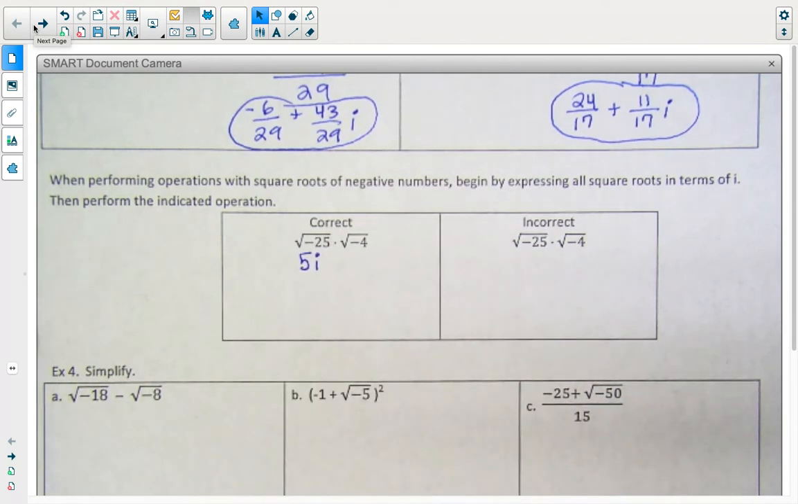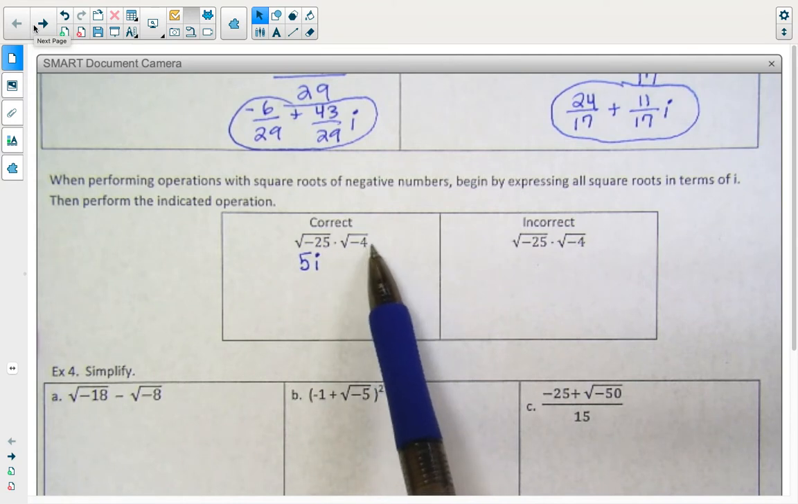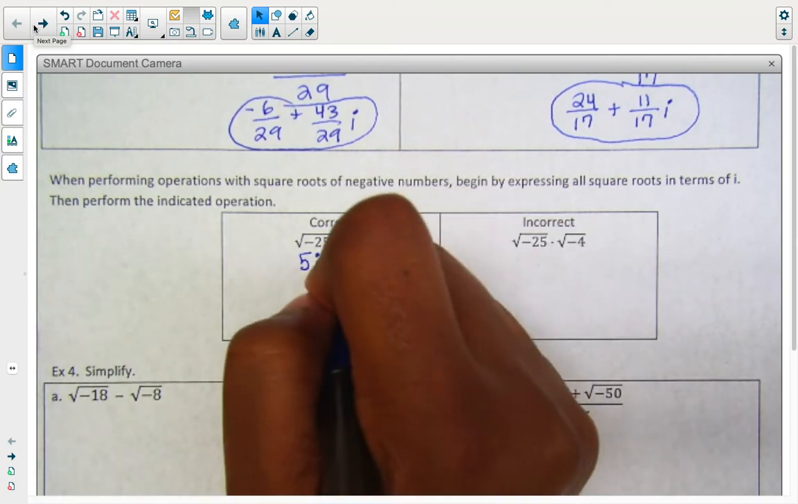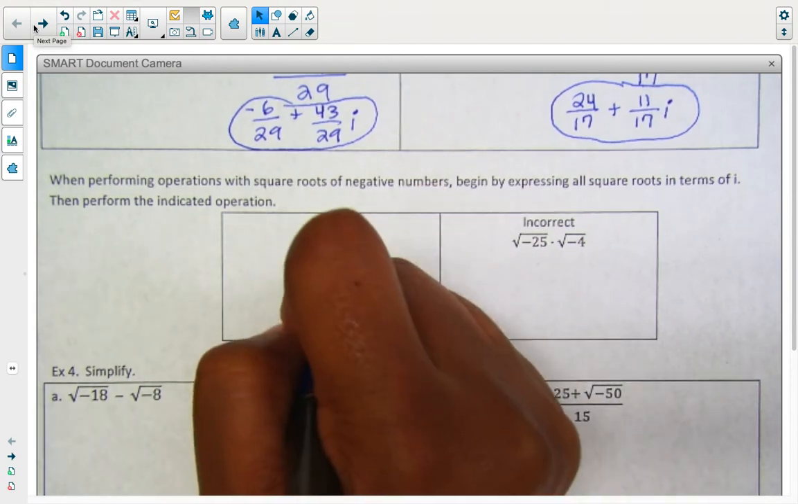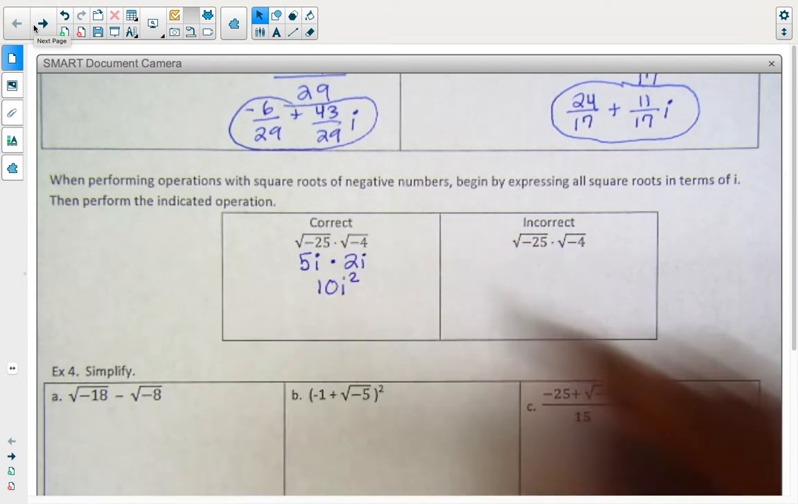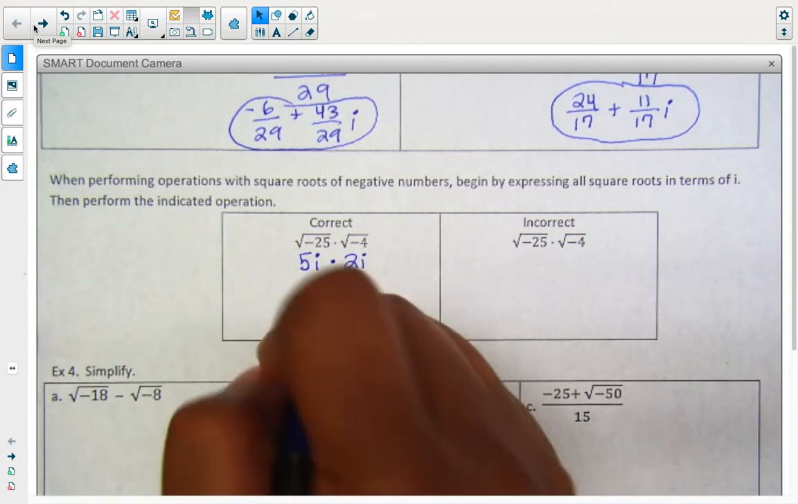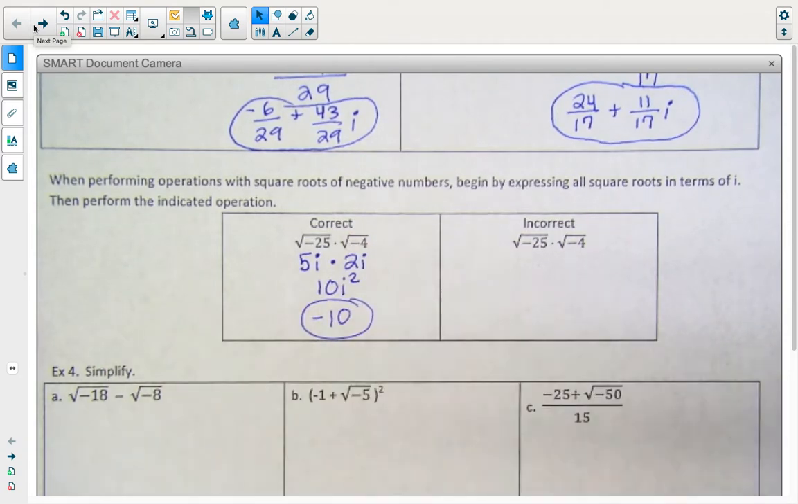So we covered that last section. So this is the square root of negative 4. So this gives me 2i. 5i times 2i is 10i squared. i squared equals negative 1. So this problem becomes negative 10.